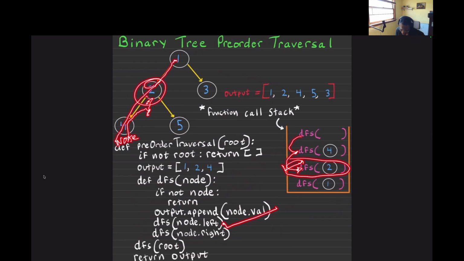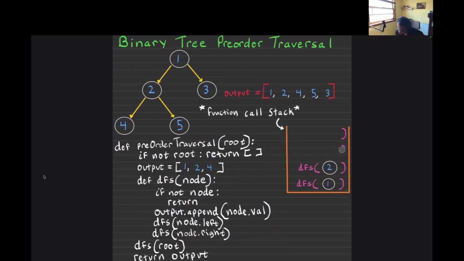Now we've completed the left call from this node here. We've completed the whole left search, and we move on to the next line, so we do node.right, okay? So these get popped off the call stack because we've completed them, okay? And now we pick up node 2 where we had to explore its right child, okay? So now we're here, okay?